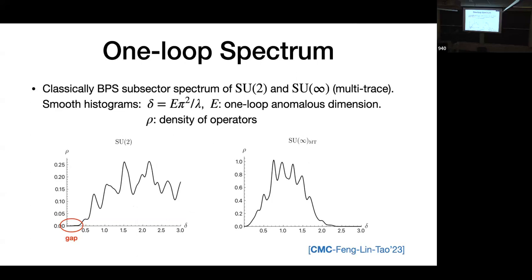So we have these plots. The x-axis is some combination; basically it's a one loop anomalous dimension, with some proper normalization. And the y-axis is the density of operators. One interesting feature we've seen is that it looks like there is a gap in the spectrum for SU2, but it looks like there's no gap for the SU infinity multi-trace case.